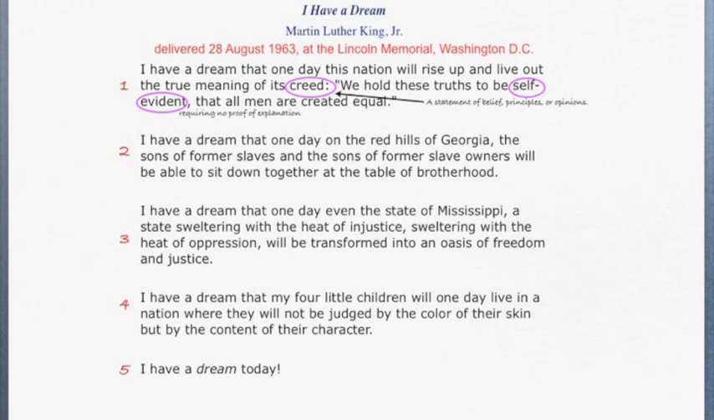Let's take a look at the second stanza now. I have a dream that one day on the red hills of Georgia, the sons of former slaves and the sons of former slave owners will be able to sit down together at the table of brotherhood.